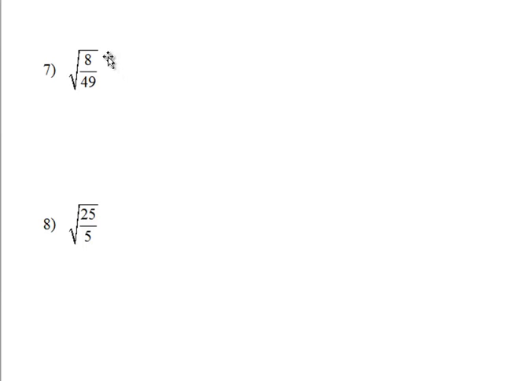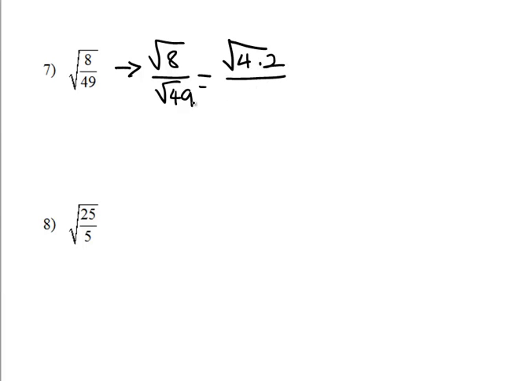Here we have the square root of 8 over 49. First of all, let's see if we can do anything vertically. 8 and 49 have nothing in common, so I'm going to move on and write the square root of 8 over the square root of 49. Now, 8 itself is not a perfect square, but let's see if it's hiding any inside it. The square root of 49, I know, is 7. Here, I have a perfect square hiding in there. So the square root of 4 is 2, and it leaves behind a 2 over 7.